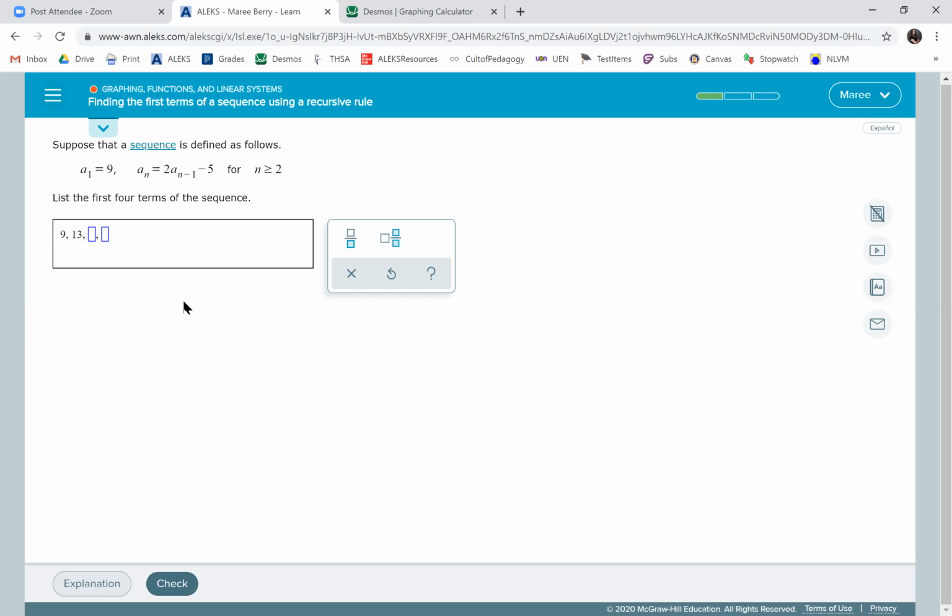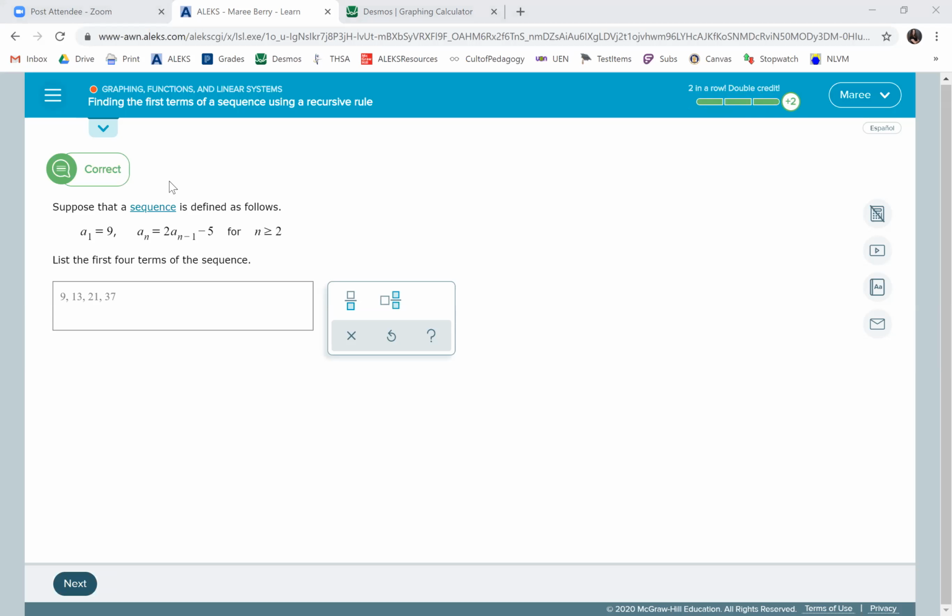13. Then we're going to take 13 times by 2, which is 26, minus 5 is 21. Then we're going to take 21 times 2 is 42, minus 5 is 37, I think. Right? Wait. Let me do this again. Yeah, 37. There you go. And that is the end of the lesson.